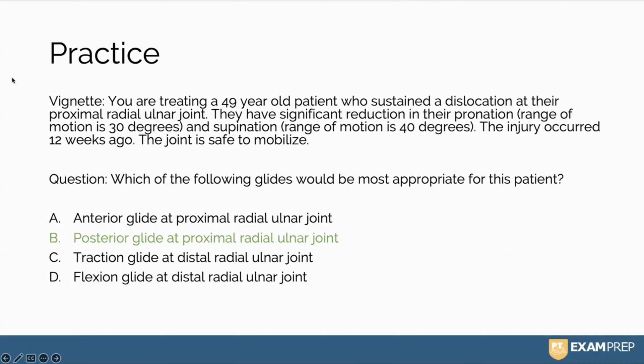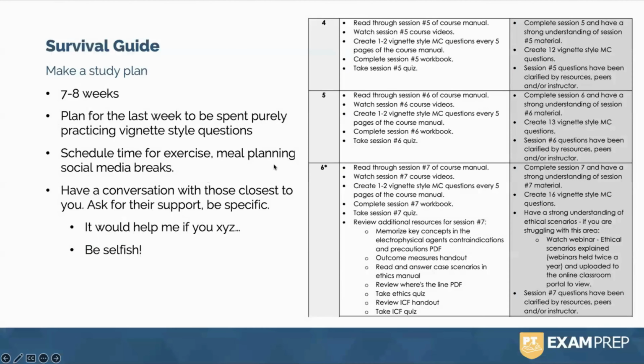Okay, so let's keep going here. Let's talk a little bit about your study plan. So again, as a Canadian graduate, your study plan can be substantially less than an internationally trained physio. Okay, so if you're an internationally trained physio, disregard this portion. This is going to be for our Canadian grads. So for our Canadian grads, typically we're looking at about 7 to 8 weeks.